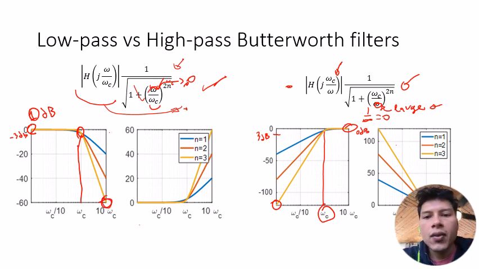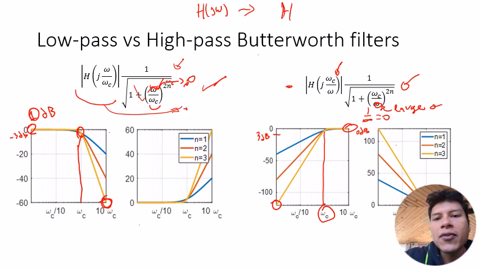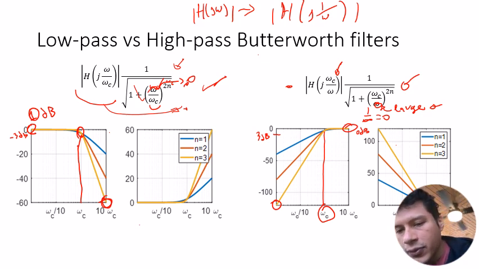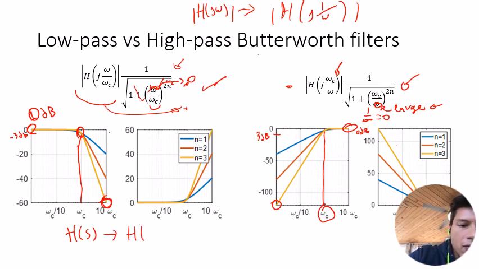So what we just found out is that if I take an H of j omega and replace it, and I find a circuit that gives me a frequency response that's 1 over omega, that's going to give me a way to convert a low pass filter to a high pass filter and vice versa. Now, in the past, how did we go from H of s to H of 1 over s?